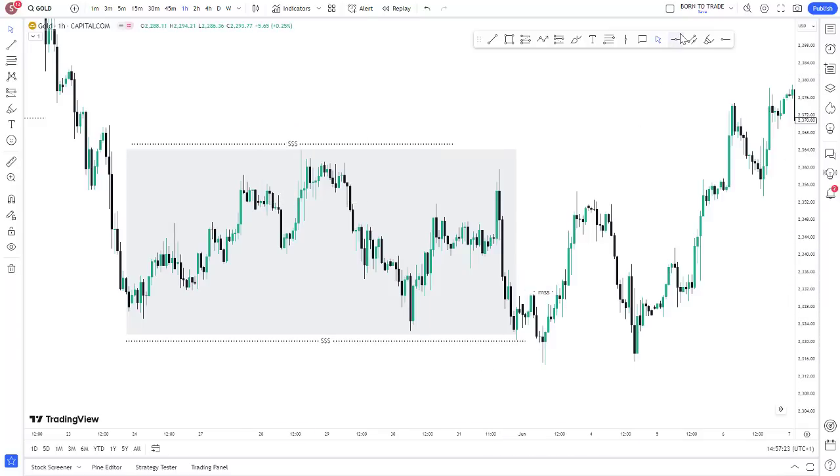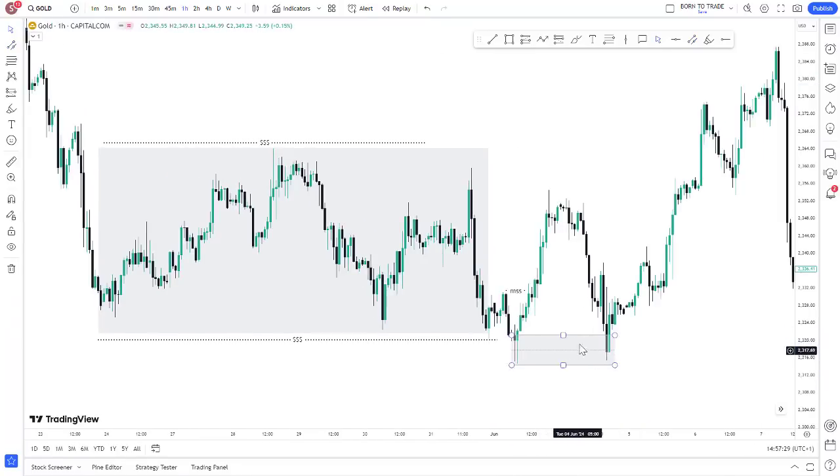Now after this, what are we going to anticipate? We're going to anticipate the mitigation. Now you see how price comes back nicely into this level for the mitigation, and after this mitigation, what are we seeing? We're seeing price distribute to the upside. You see that distribution to the upside, and this is very, very good price action which we've seen on gold.